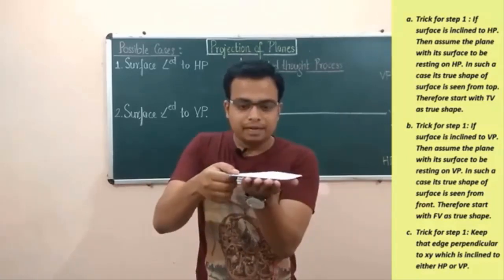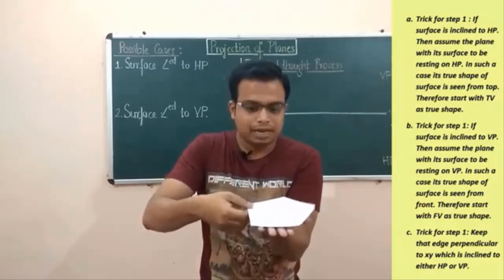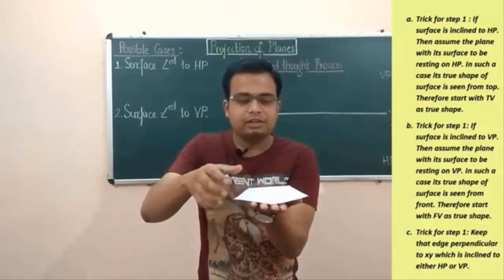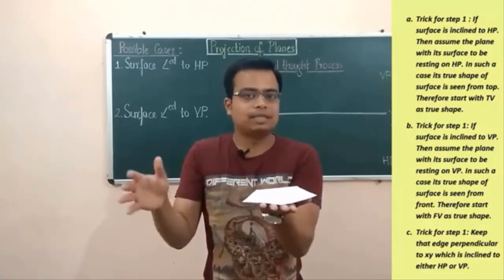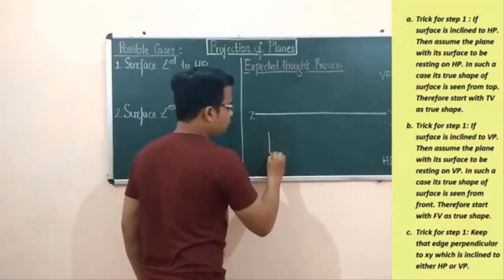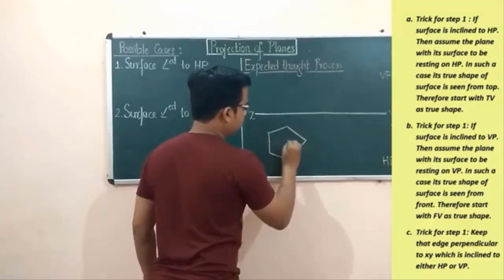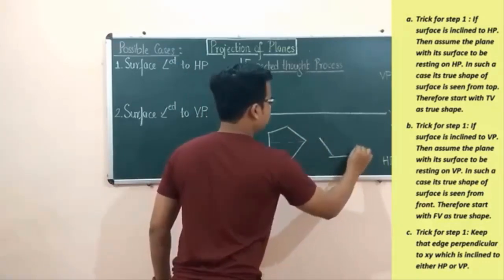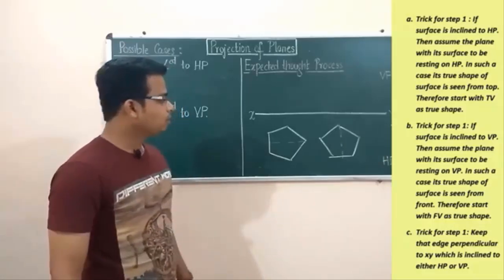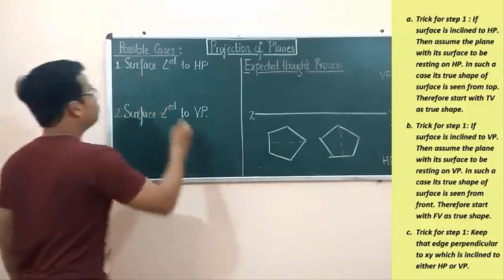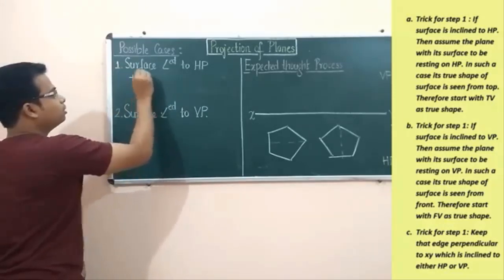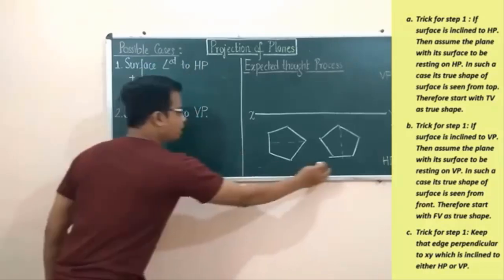You can keep the pentagon like this, whichever way, it's absolutely correct, but make sure that the entire pentagon itself is resting on the horizontal plane. That's it. For simplicity, I'm going to be making two types of pentagons. One is what I call the horizontal pentagon, and this is what I call the vertical pentagon. Now let me add one more condition to this. Surface is inclined to HP. So these two cases are possible.